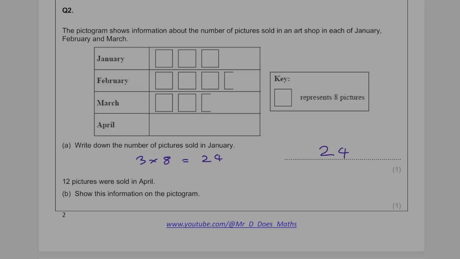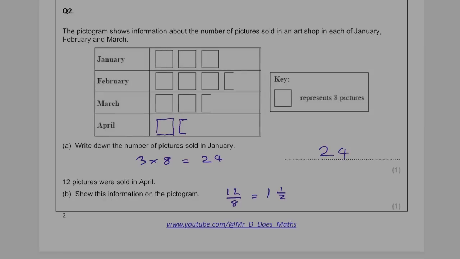12 pictures were sold in April. Show this information on a pictogram. Well, 12 divided by 8 is going to be equal to 1.5. So I want 1.5 pictures, and I just try and roughly match. Not drawn very well. Let's tidy it up slightly. So roughly the same size, and then follow the same kind of, this shows a half, so I'll try and copy that roughly.